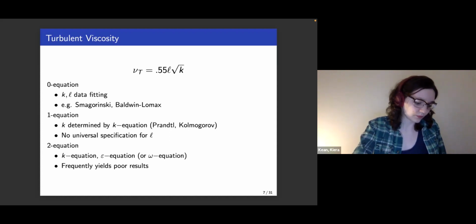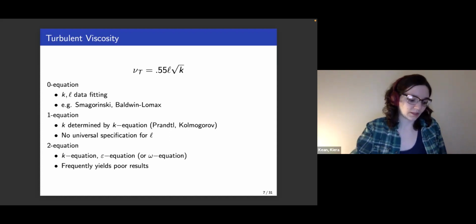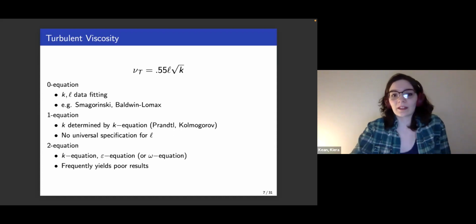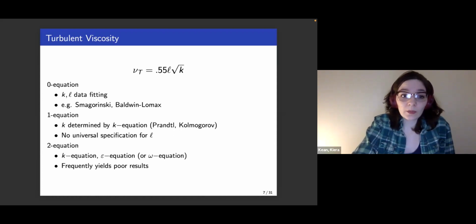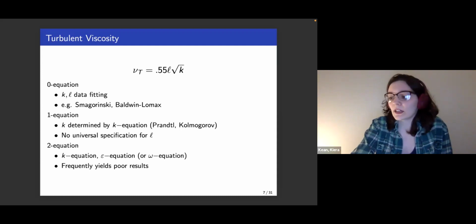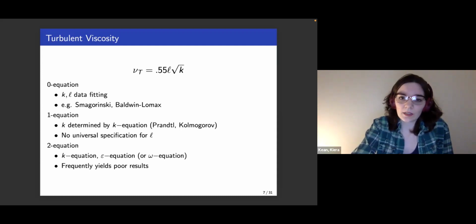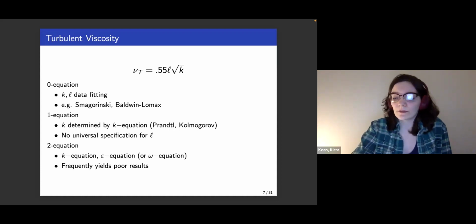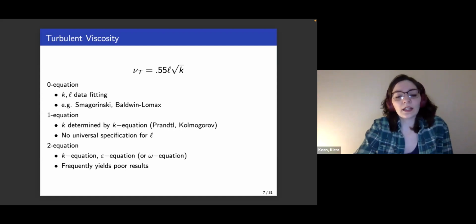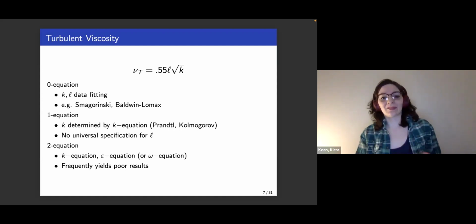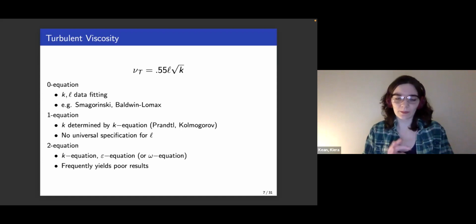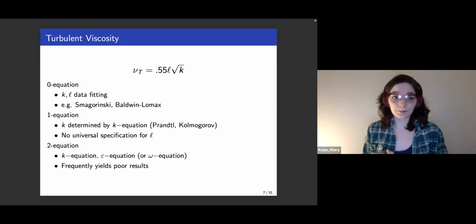our model to lower Reynolds number states. One equation models, K is determined by the K equation. Again, this was given by Prandtl and Kolmogorov, but there is not a universal specification for L. So we need some other formula or way to get that.